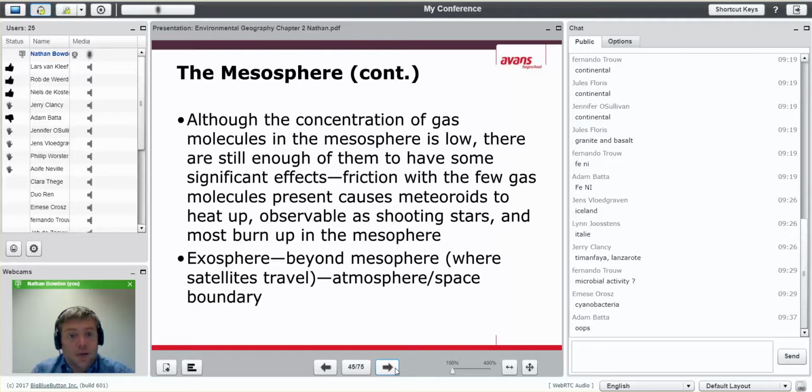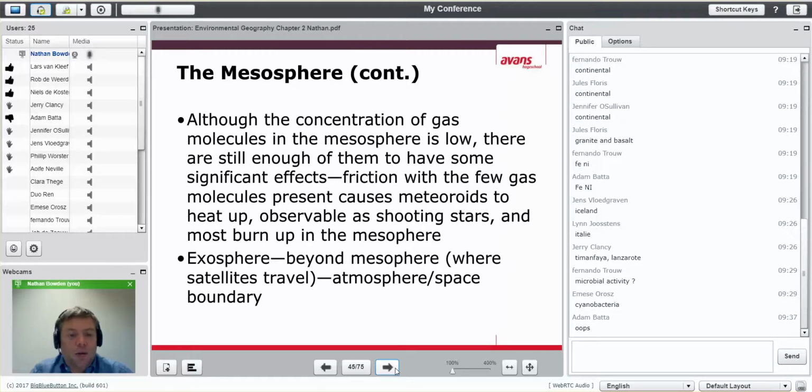Here the concentration is very low, but there's still enough to have some effects. So there is friction from the few gas molecules. You wouldn't want to have a satellite up in the mesosphere. It would have a lot of friction for a very long time.